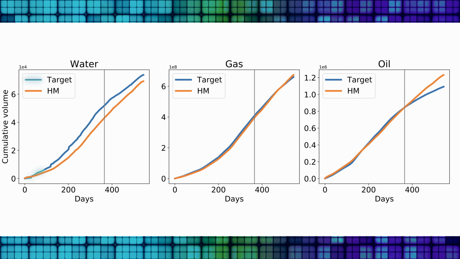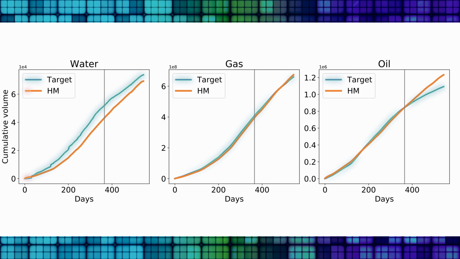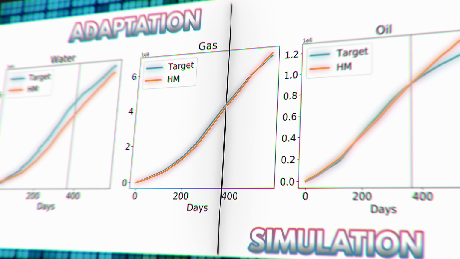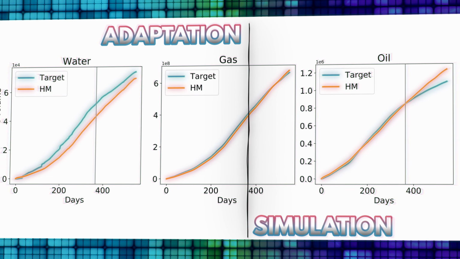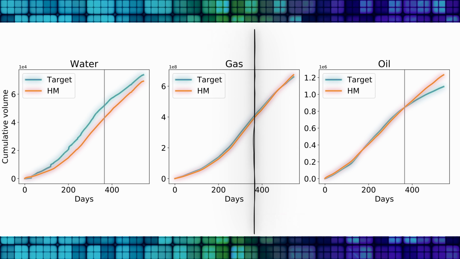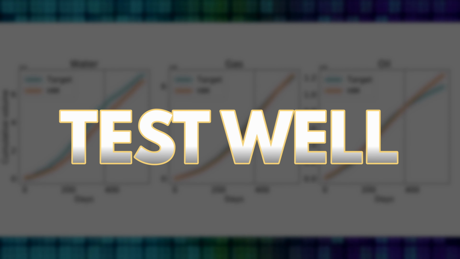The figure here shows a comparison between the target and predicted cumulative production rates. You can see a boundary between the simulation and adaptation phases. The prediction for those two time periods is very consistent with the target. Let's take a look at the result on the test well.